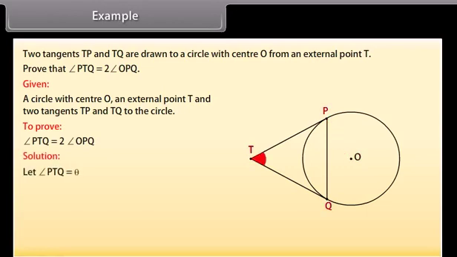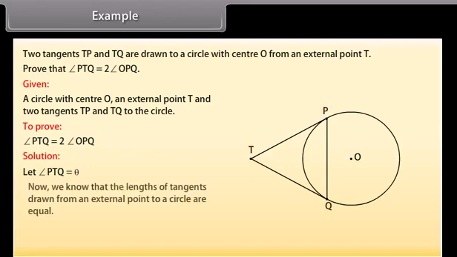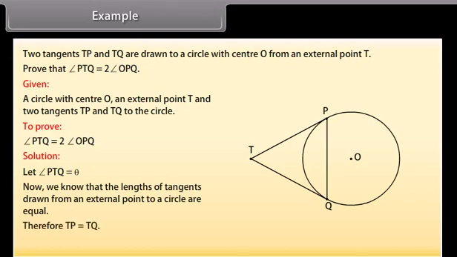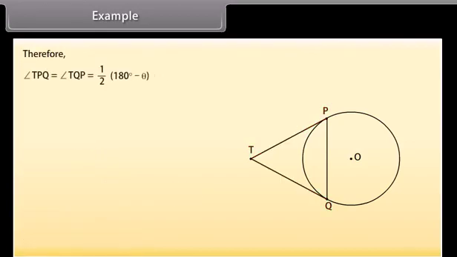Let angle PTQ be equal to theta. Now from the theorem of tangents we know that the lengths of tangents drawn from an external point to a circle are equal. Therefore, TP is equal to TQ. So, TPQ is an isosceles triangle. Therefore, angle TPQ is equal to angle TQP, which equals 1 upon 2 into (180 degree minus theta), which is equal to 90 degree minus 1 upon 2 theta.